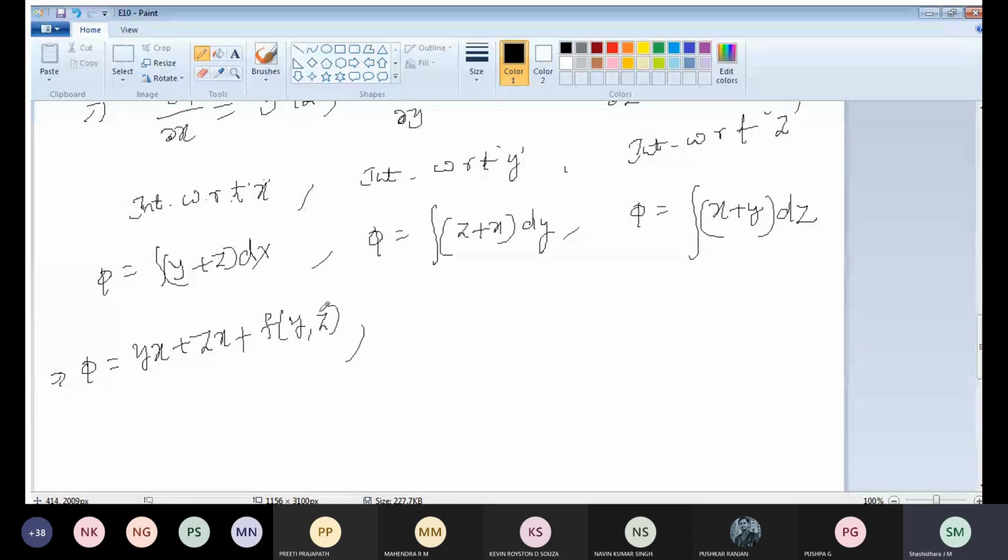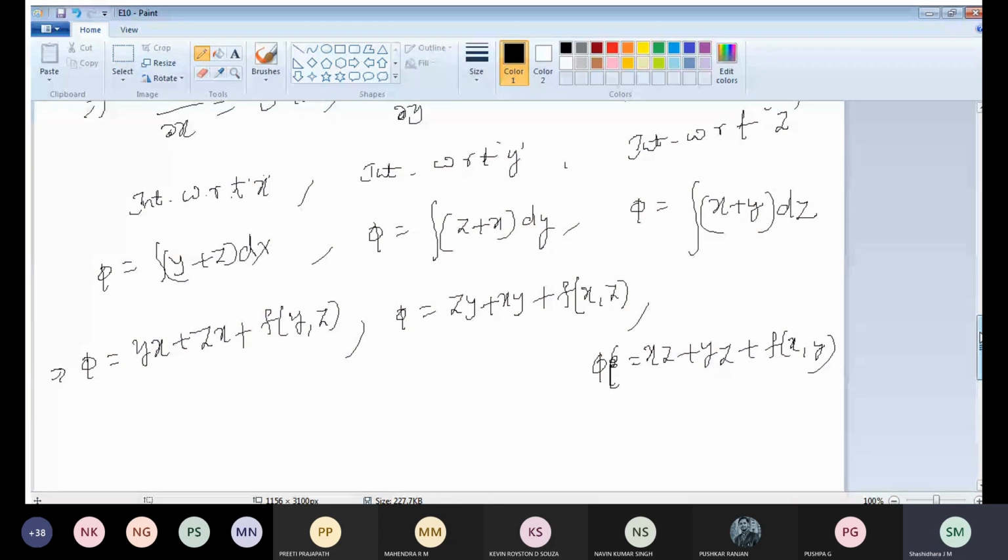Okay, the second equation is phi equal to zy plus xy plus f of x comma z, and for the third equation here I will write phi equal to xz plus yz plus f of x comma y. Okay, so let us observe here. Totally we got three different equations. Did you understand the integration?